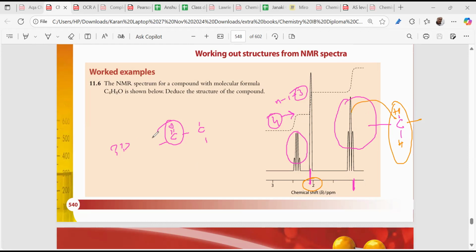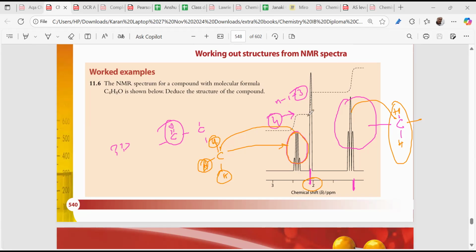What all can we derive out? Information says getting a quartet means you're having a CH3 group over here. The next carbon will have 3 hydrogens, right? Where will it have 3 hydrogens? The CH2 group, right? This is clear to you? You get my point over here?